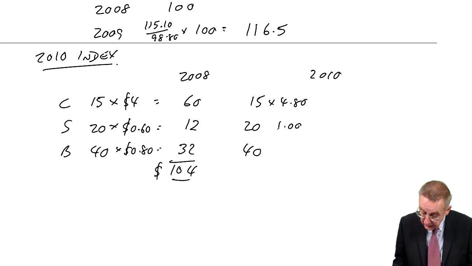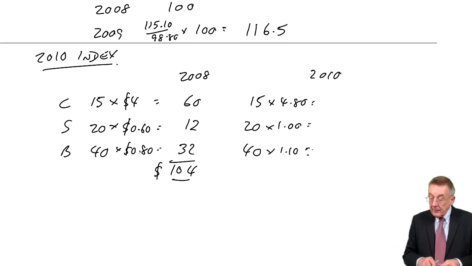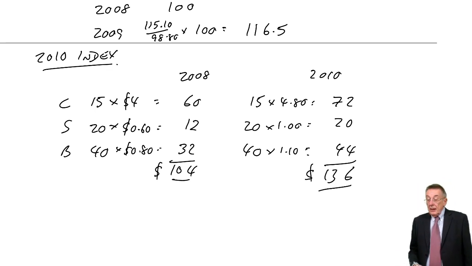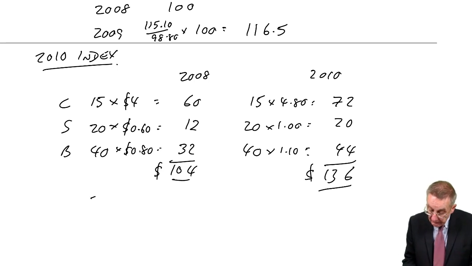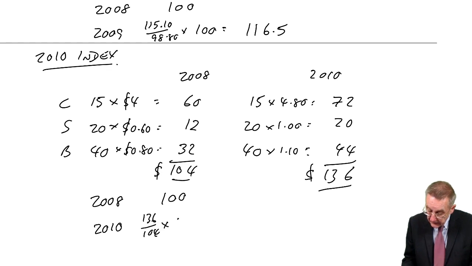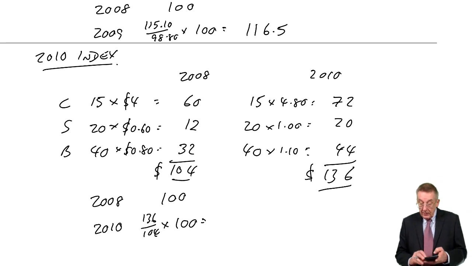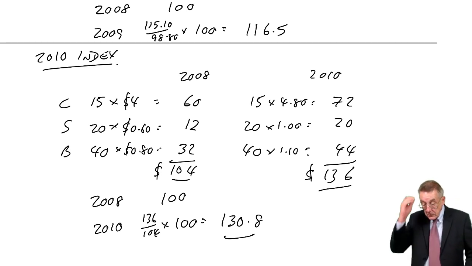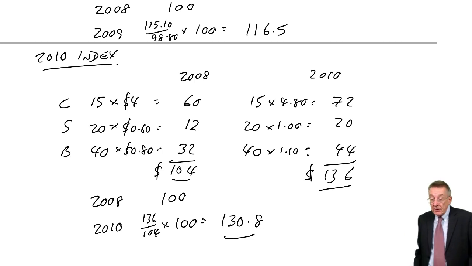For $1.10. The same basket in 2010 would be 15 times 480, 72, 20, 44, 136. So what's the index number going to be for 2010? 2008, remember, is the base, is 100. 2010, 104 goes up to 136. The index number would be 130.8.